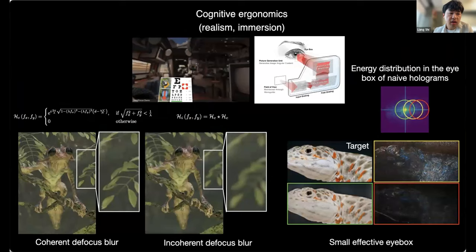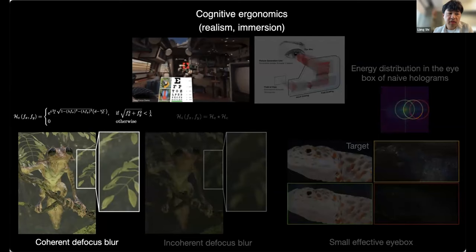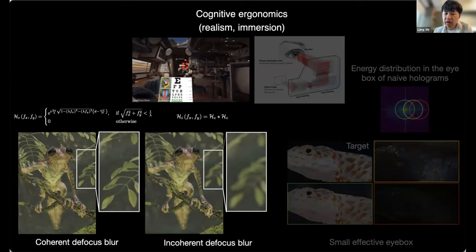When forming 3D images, holograms are naturally governed by the coherent imaging model due to the use of lasers. The coherent defocus blur produces fringy patterns with reduced extent of blur effect, making a distinct difference to the defocus blur we see in daily life from incoherent illuminations.